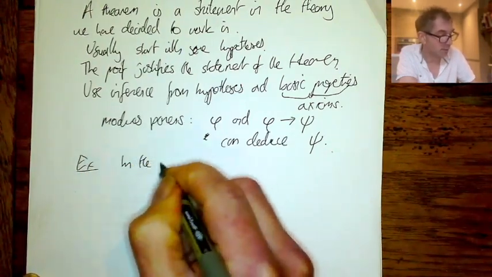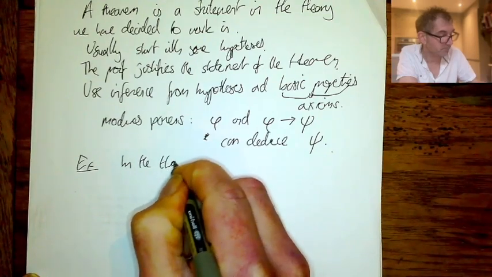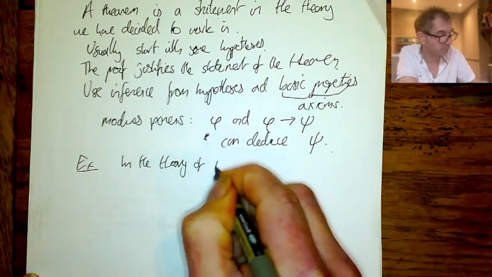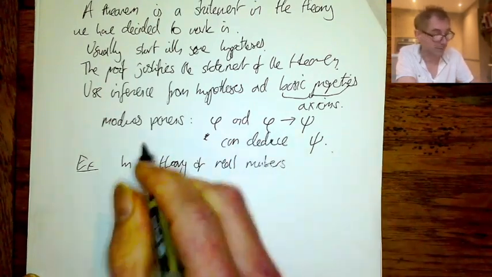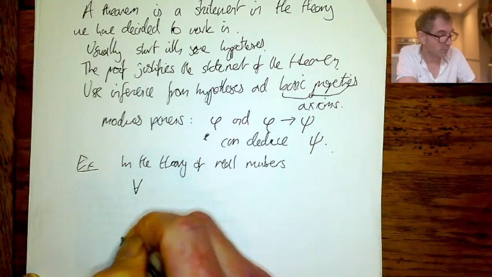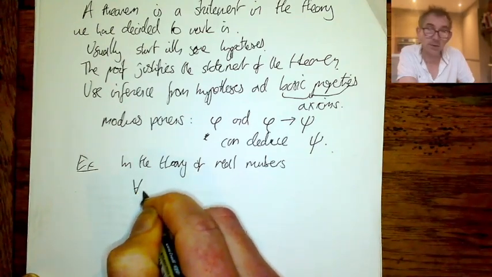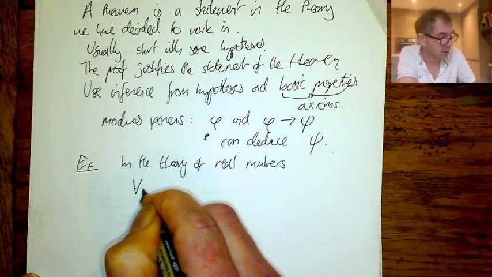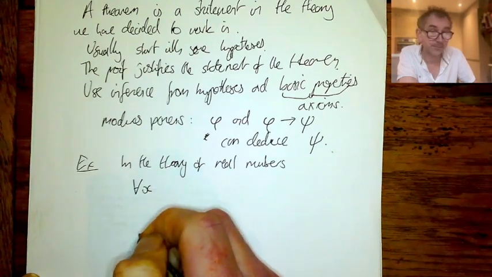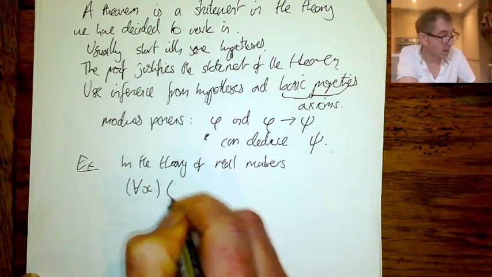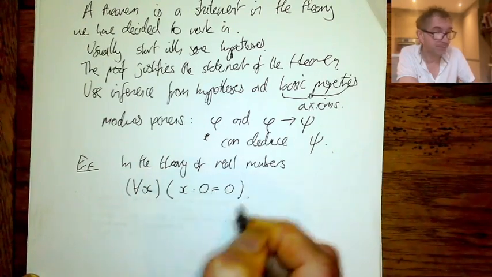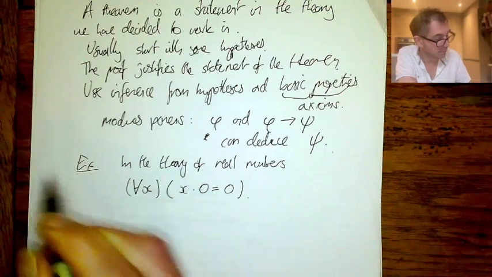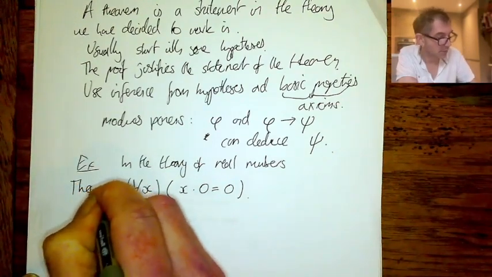In the theory of real numbers, the following. There aren't going to be any hypotheses here because I'm going to say something about all real numbers. So for all x, x times 0 equals 0. So this is a nice theorem. So that will be my theorem.